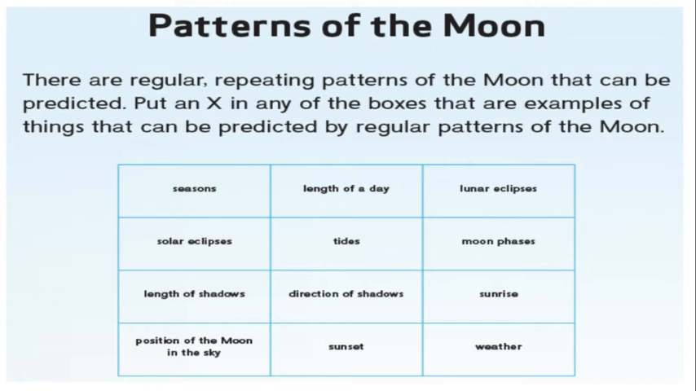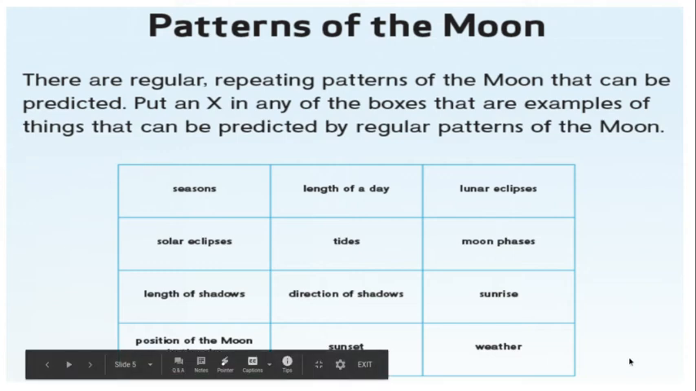Okay, so I'm going to read our Page-Keeley probe, and I want you to think about that. Our Page-Keeley probe is called Patterns of the Moon. And it says there are regular repeating patterns of the moon that can be predicted. Put an X in any of the boxes that are examples of things that can be predicted by regular patterns of the moon. For right now, I just want you to listen to me read each box aloud. You're not going to do anything yet with this activity until the next slide. So just listen for right now.